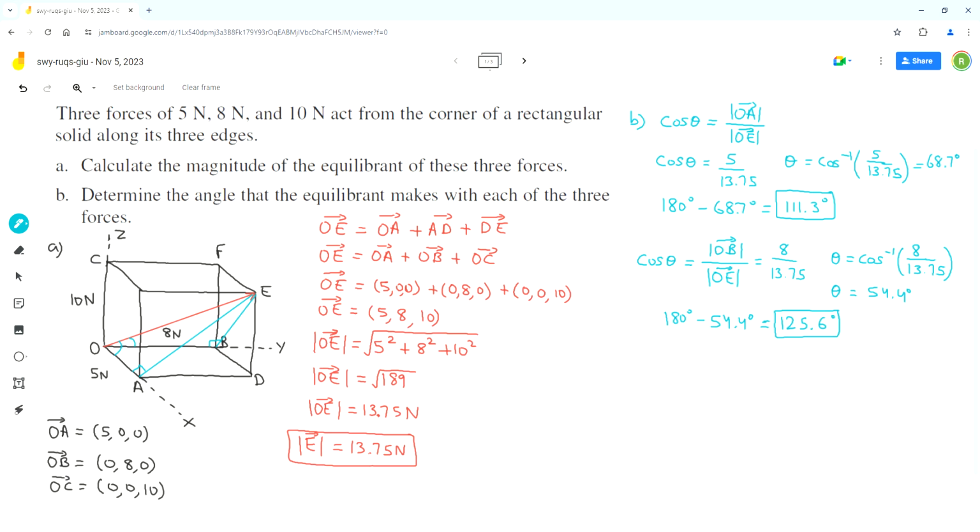Now we can find the angle between the equilibrant and the force acting along the edge OC. So we'll start by finding the angle between the resultant and the force acting along the edge OC. So for that, we'll use triangle OCE. And this is a right angle triangle at corner C. And we have to find this angle here, the angle between the resultant OE and the edge OC. So for that we can use the cos ratio, and the formula for cos is adjacent over hypotenuse, and the adjacent side length is represented by the magnitude of vector OC.